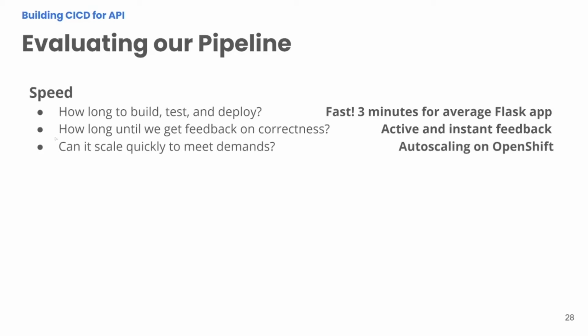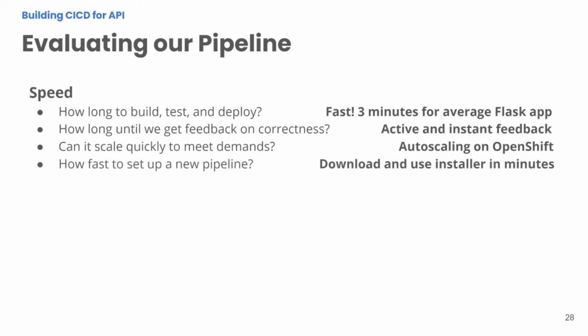Can it scale quickly to meet demand? Yes. Both GitHub Actions and OpenShift have auto-scaling of Docker pods, so that available resources can increase with demand. How fast is it to set up a new pipeline? Our CLI tool accelerates the setup of the pipeline, and you can install it in minutes.